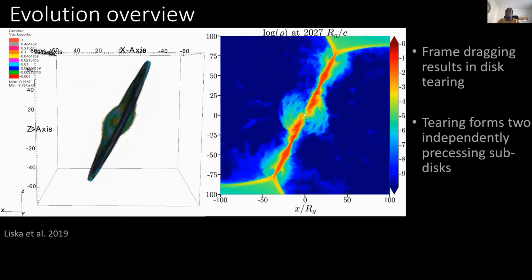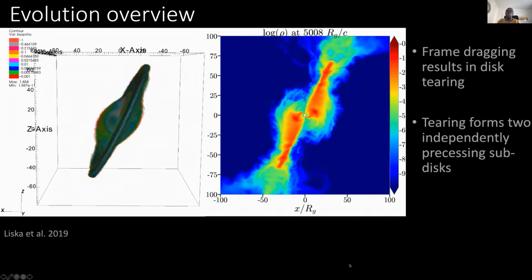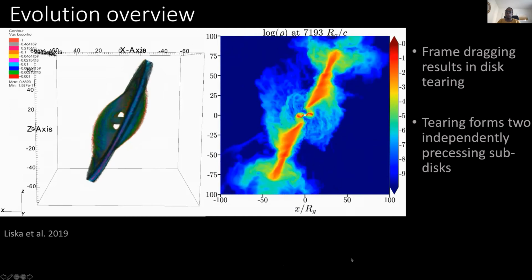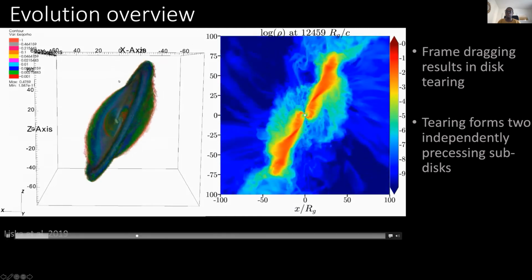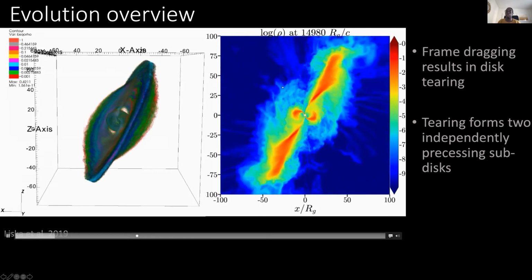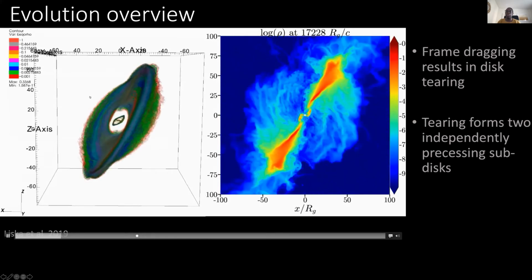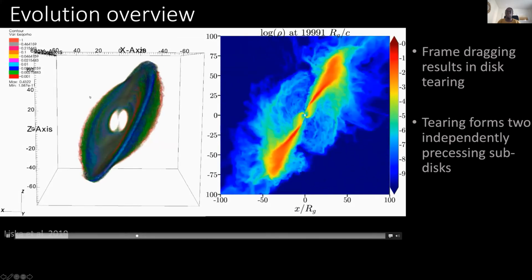As this was already briefly discussed, I will go over this very briefly. Here's the evolution of the simulation. On the right, we have a log density slice with high density regions shown in red and low density regions shown in blue. On the left, we have a 3D contour plot of the magnetization.